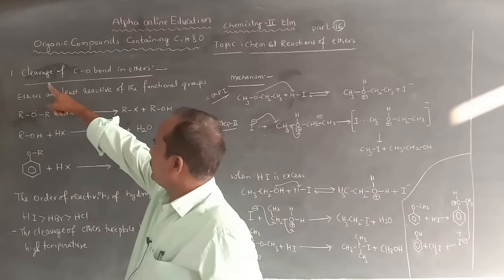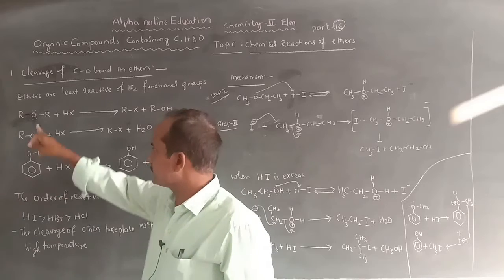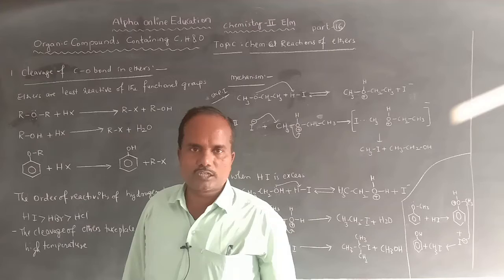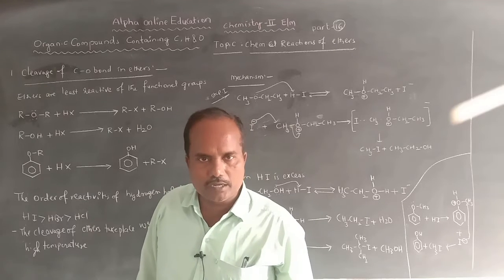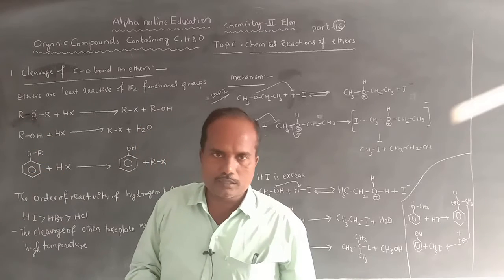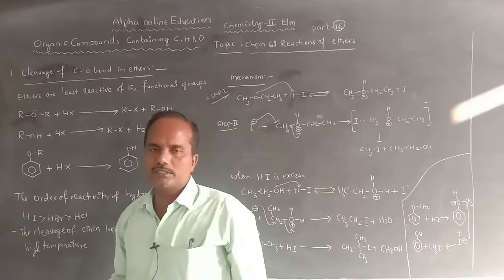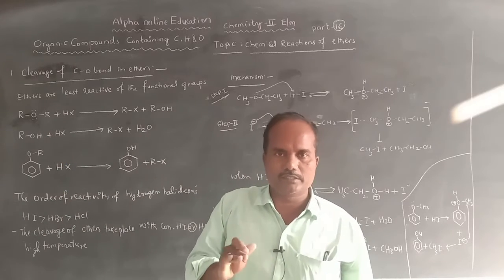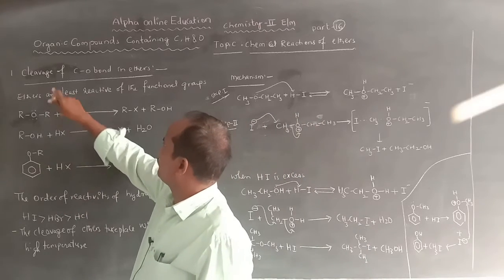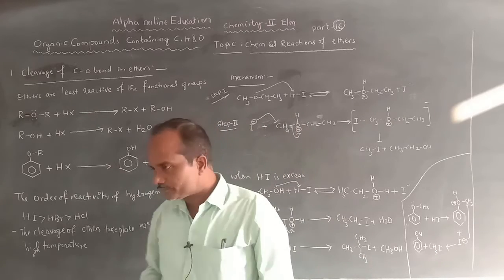When you observe, the functional group of ethers is R–O–R. The chemical property, the chemical reactions, depend upon the cleavage of the C–O bond. R is nothing but an alkyl or aryl group, that is nothing but a carbon. The reactivity of ethers depends upon the cleavage of the C–O bond. Let's see the chemical reactions.